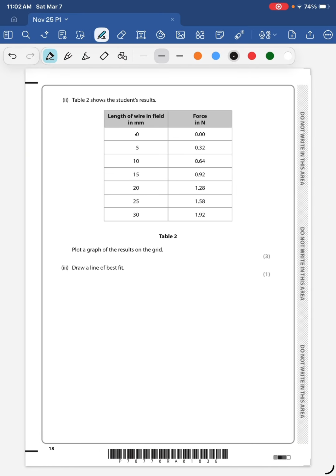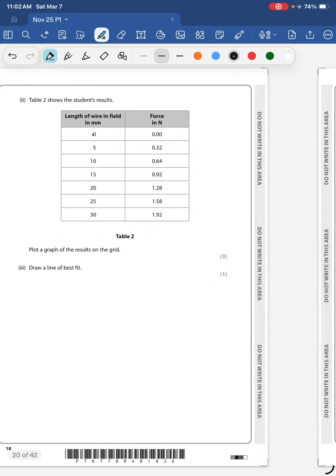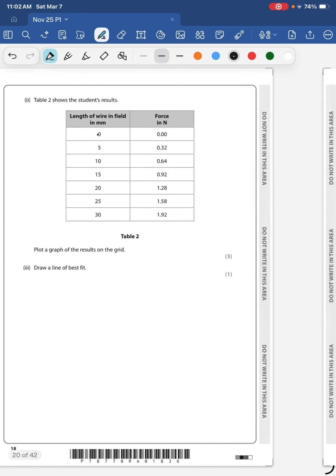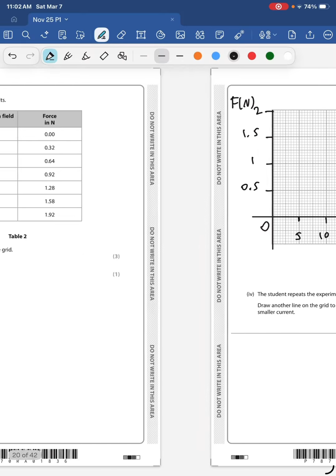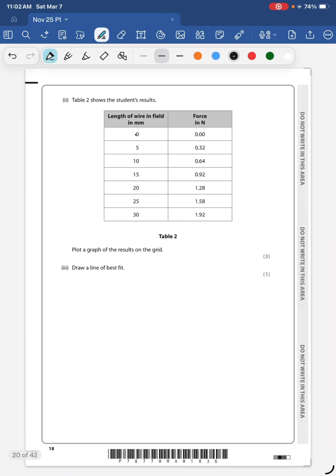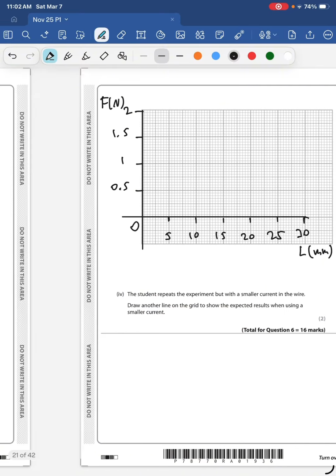And then the force goes from 0 to 2. We can use the boxes in increments of 1 is not enough, 0.5. So 0.5, 1, 1.5, and 2. At some point, I will speed up the video, but let me do 1 point. So for a 0 length, we have 0 force.